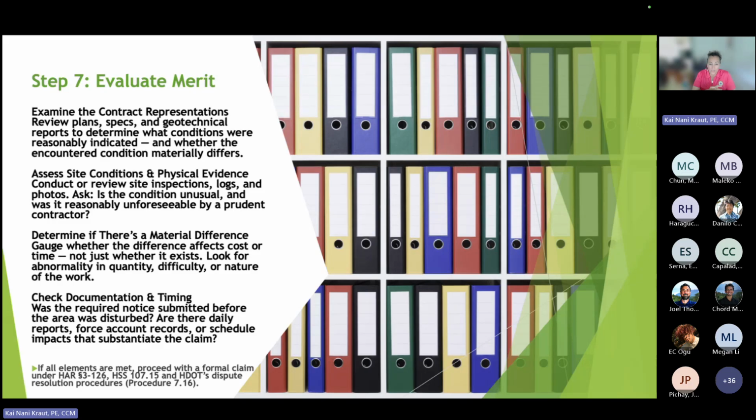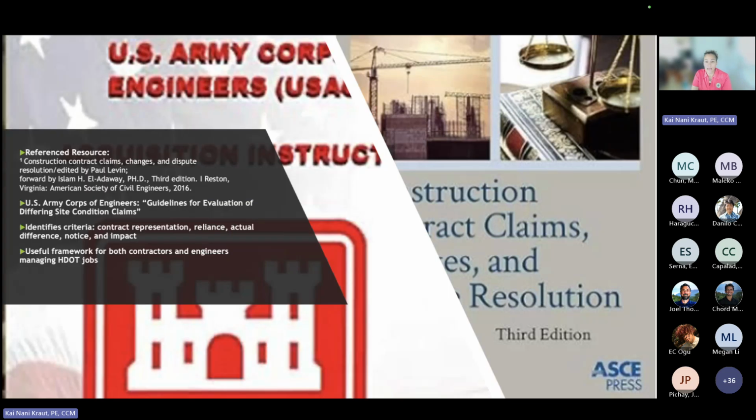Check the documentation and timing. Was the required notice submitted before the area was disturbed? Are there daily reports, force accounts, etc., that support the substantiation of that claim? So this is the last step in that analysis. Here are some of the resources that were used. This on the right, the ASCE Press, that's actually the book that has chapters we're following as the outline for this series.